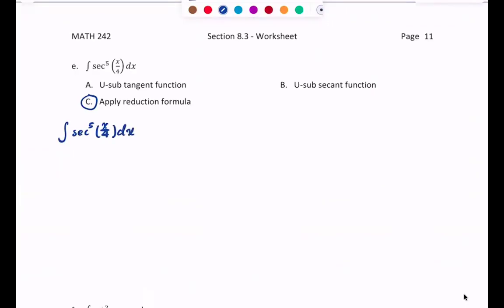Okay, but for this one, I like to use u-substitution first, because you cannot ignore the x over 4, right? So this is the reduction formula that we're going to use.